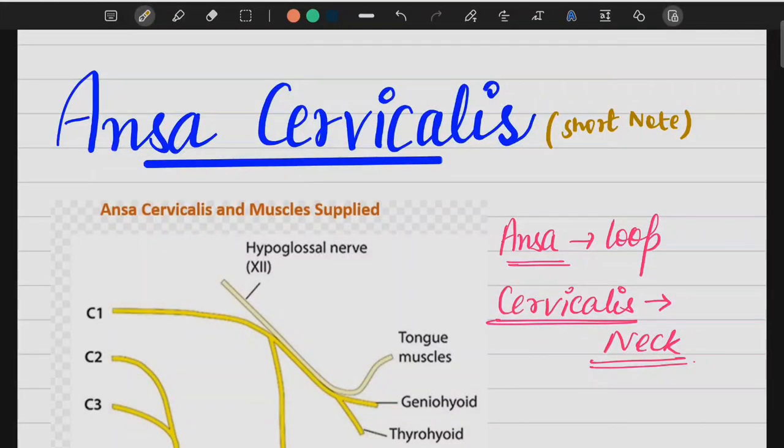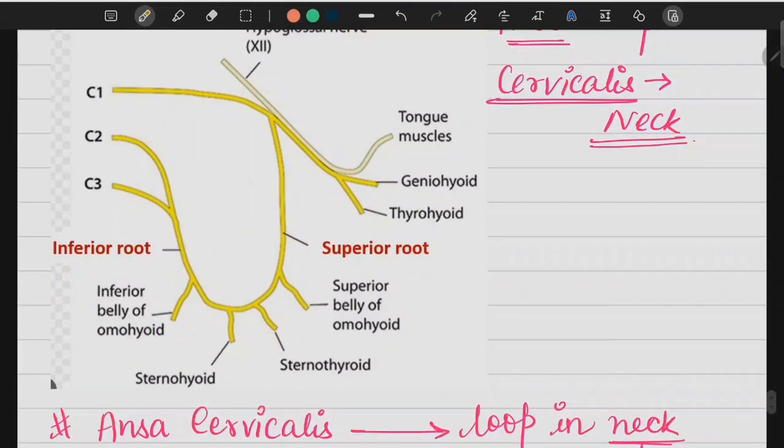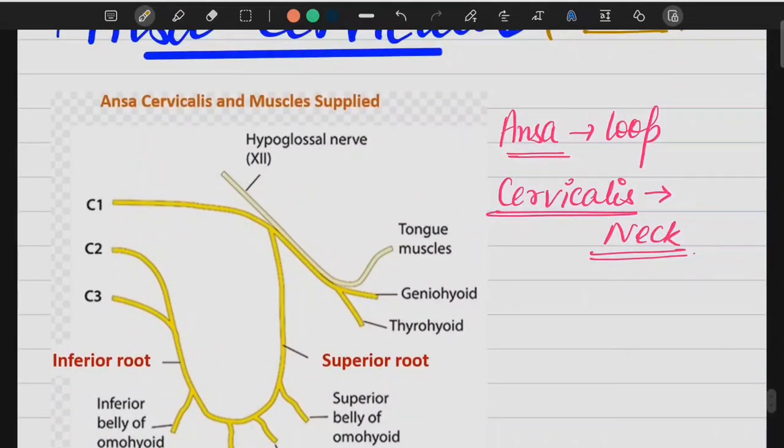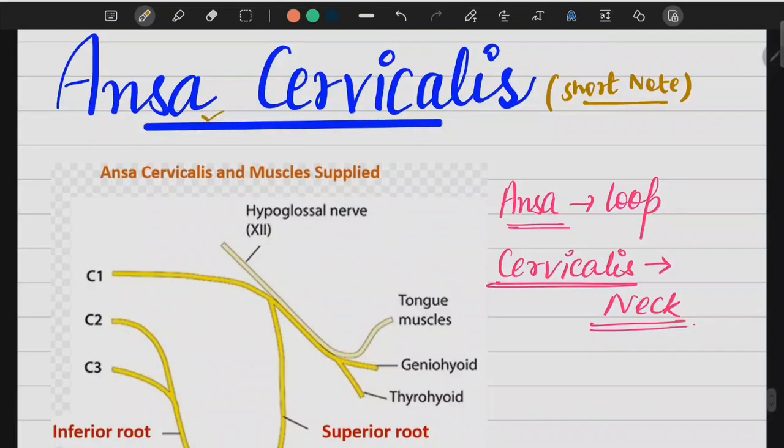Hello everyone, today we will be looking at the Ansa Cervicalis. Ansa Cervicalis is mostly asked as a short note, okay. Now, coming to this topic, this is a very small and an easy topic, just to understand a little bit. The word Ansa here, in Ansa Cervicalis, means loop. And cervicalis means neck, that is the cervical region, okay.